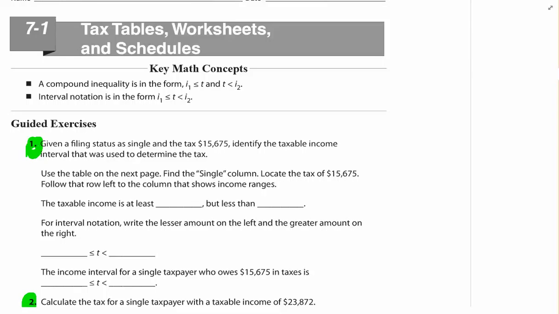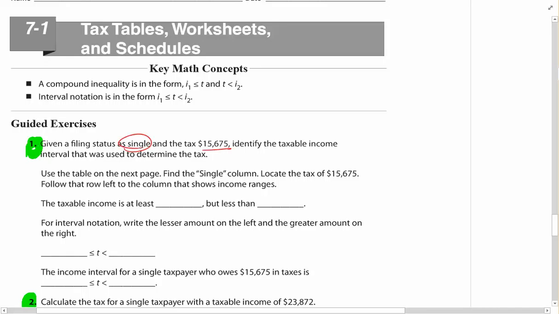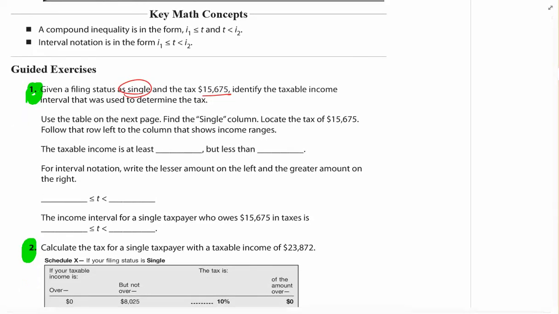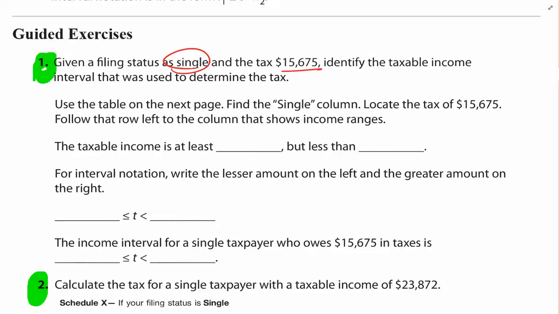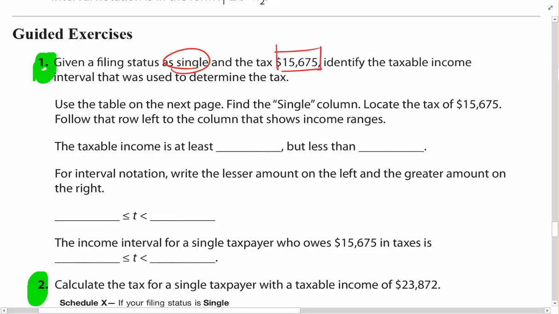In this video, I'd like to work through the assigned problems from worksheet 7-1. The first one I asked you to work on was problem number 1. Given a filing status of single and that a tax of $15,675 is owed, our job is to identify the taxable income interval that was used to determine the tax. Basically, we're being asked to work backwards through this set.